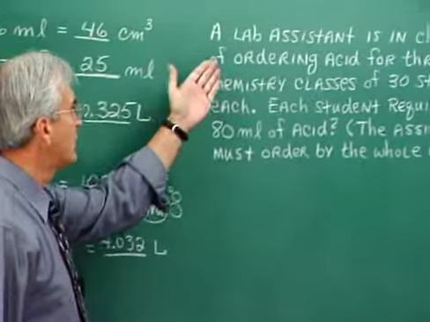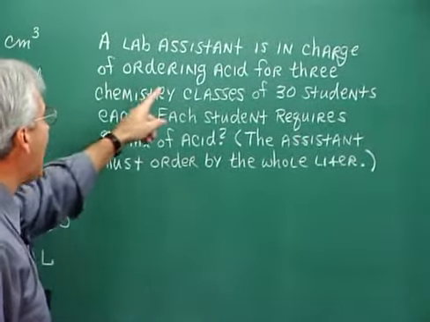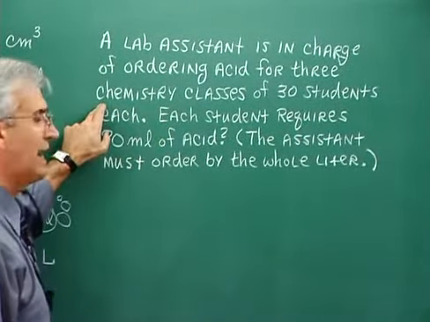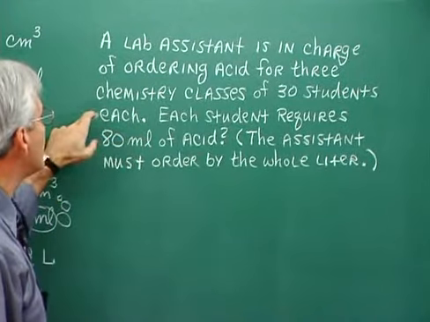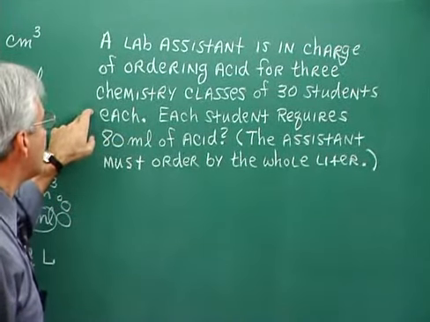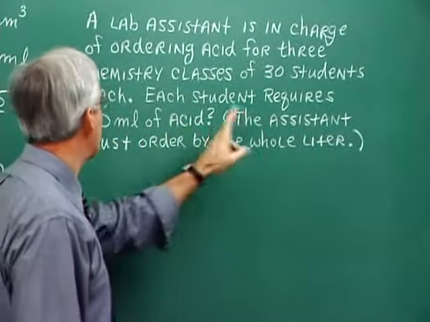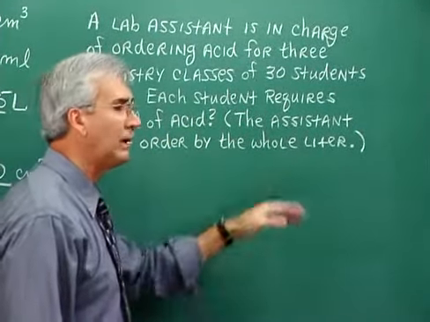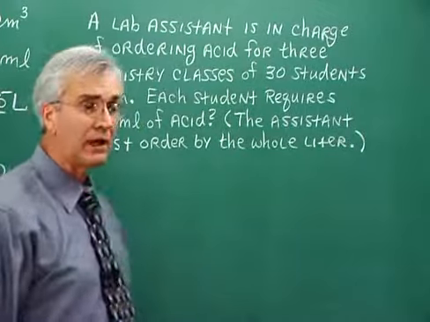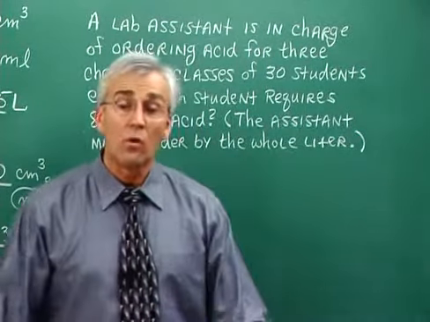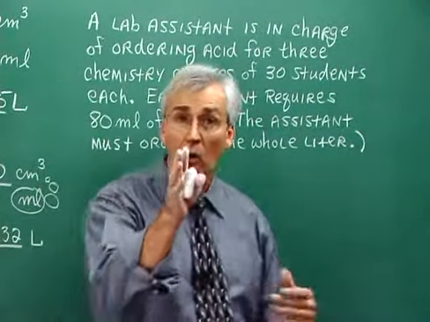Here's a word problem. A lab assistant is in charge of ordering acid for 3 chemistry classes of 30 students each. Each student requires 80 milliliters of acid. The assistant must order by the whole liter. Wow. Sounds complicated when we first read it. We need to figure out the total number of milliliters.